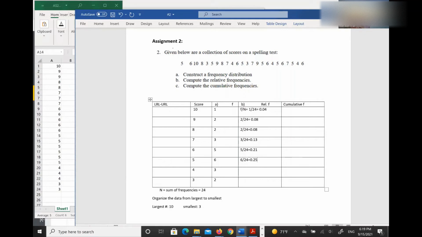You can double check it for me. Okay. Yeah, I think it should be 0.25. 6 divided by 24, 0.25. And then the next one is 3 divided by 24, which is the same as the previous one. So it should be 0.13, right? And then 2 divided by 24, which is 0.08. We already have it above, okay? Right, so those are the relative frequencies.